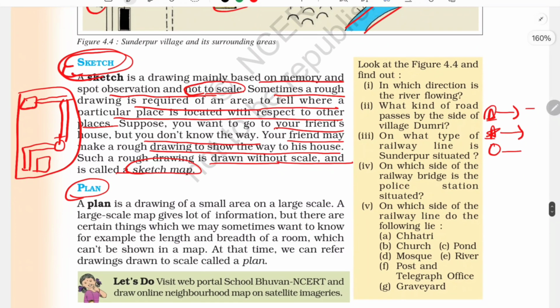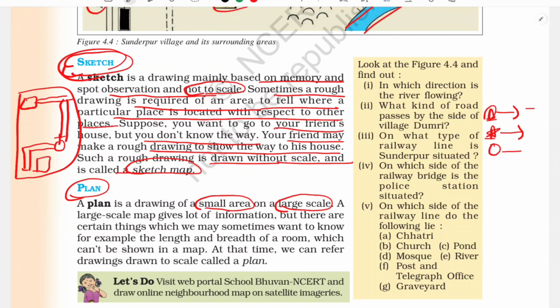Now let us see the next one, about the plan. Again, plans will give you more information. How? Let us first go through the definition. A plan is a drawing of a small area on a large scale. We have seen a large scale map. In a large scale map also, a small area is provided, and information about that small area has been given in detail.